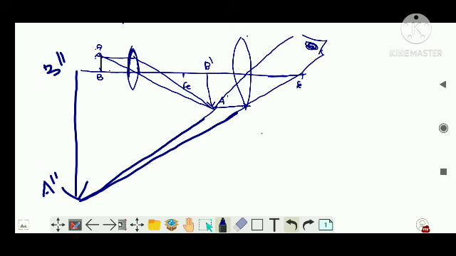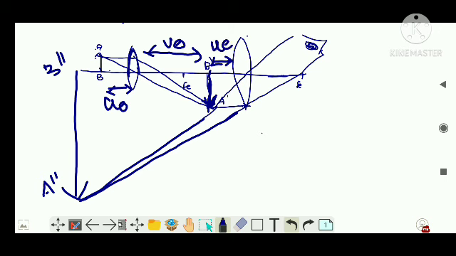Now, what are all the parameters I'm going to take? This object is placed here, so this is UO, that is the object distance for the objective lens. Now, the image for the objective lens is formed here, so VO is the position of the image, or image distance, for the objective lens. Similarly, this A dash B dash is acting as the object for the eyepiece, so this can be written as UE.